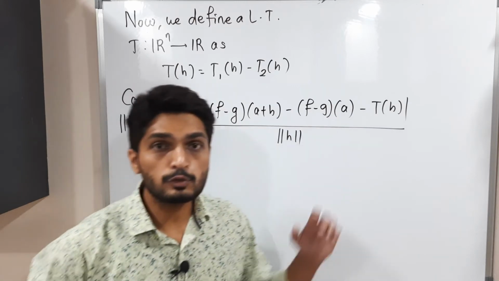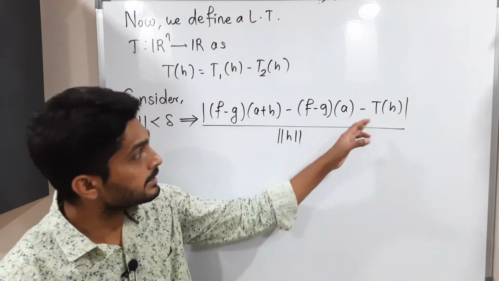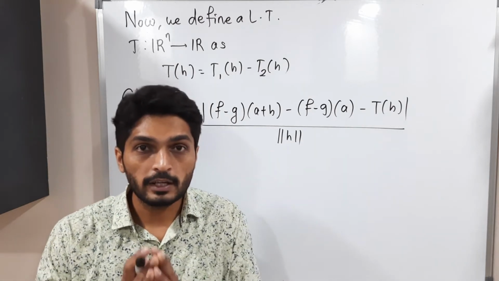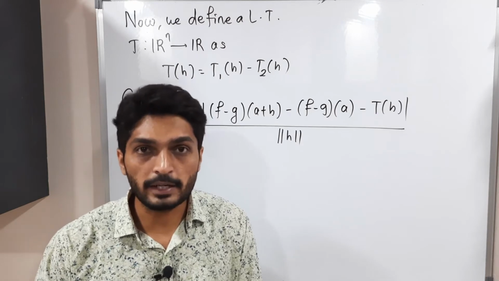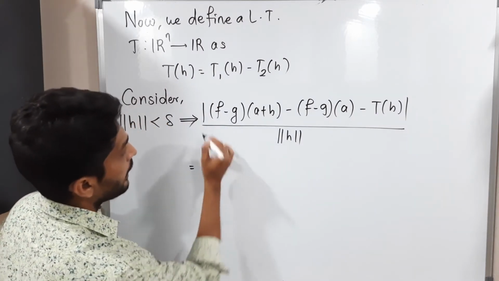See, our target is to prove that this is less than epsilon, then we can declare f minus g is differentiable and this T is the required total derivative of f minus g. Let us simplify it and finally we prove that it is less than epsilon. So this is equal to mod, I will operate separately.